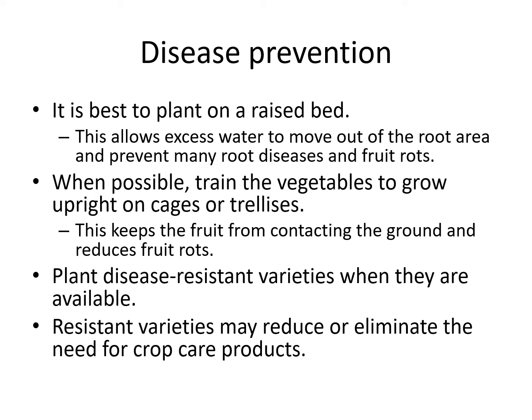It is best if you can plant on a raised bed, so this allows the excess water to move away from the root area, and that'll help prevent a lot of your root diseases like root knot. When it's possible, train the vegetables to grow upright on a cage or trellis, and that way it keeps them off the ground. The less we can contact the ground, the better our fruits and vegetables are going to do in preventing rots and blossom end rot in tomatoes and whatnot.